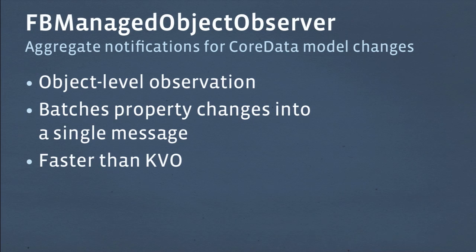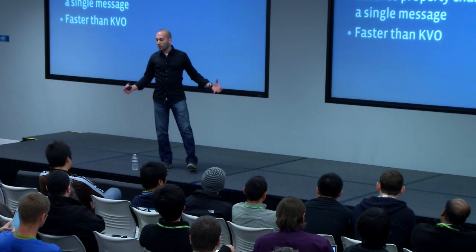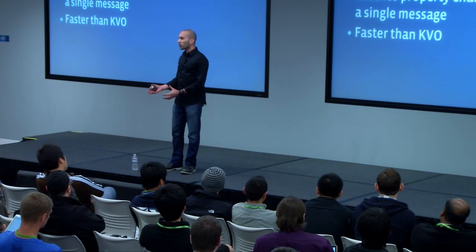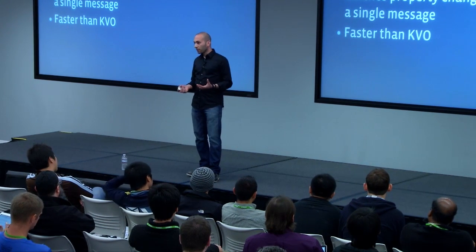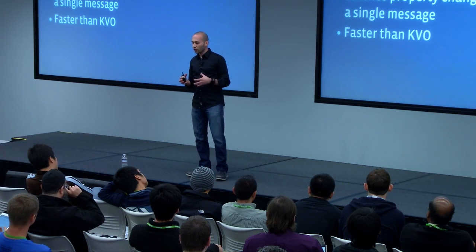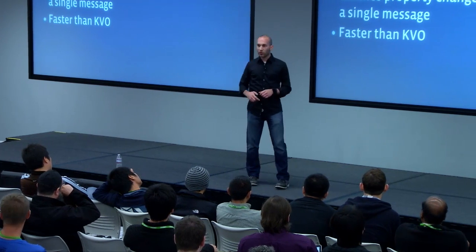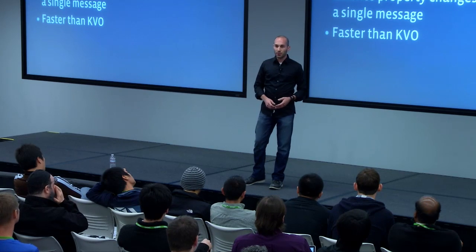And so let's say you're looking at Ricky Gervais' timeline page, and we have a Ricky Gervais object in our database, and he's got all kinds of different properties in there that change from one day to the next. Instead of getting 20 different property changes, each one causing a reload of the page, what we've done is we've set up this FB Managed Object Observer that aggregates all of the changes that happen on a single model object, and it batches them. So we get one notification that the object has changed, and then we're able to reload the page once. And it's actually a lot faster than KVO.